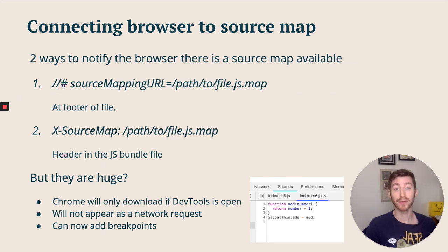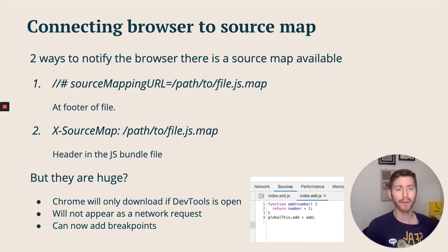So, connecting the browser to your source map. There are two ways to let the browser know that there is a source map available. The first way is at the footer of your file, having this comment, sourceMappingURL. And then the second way is within the header, having a header called X-SourceMap. And again, giving the location of your source map there.